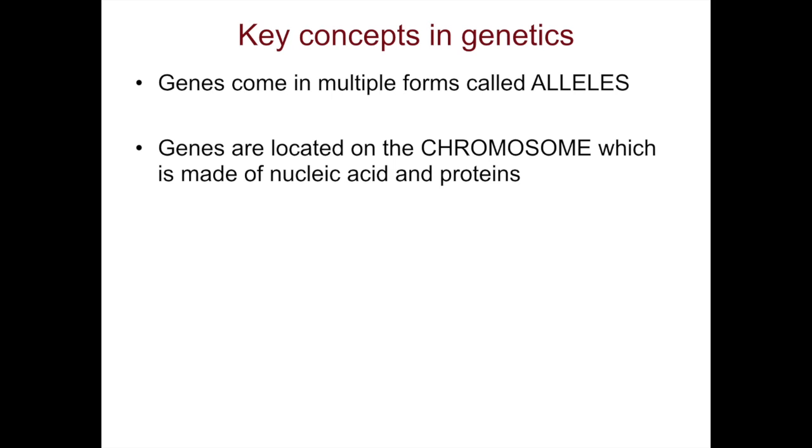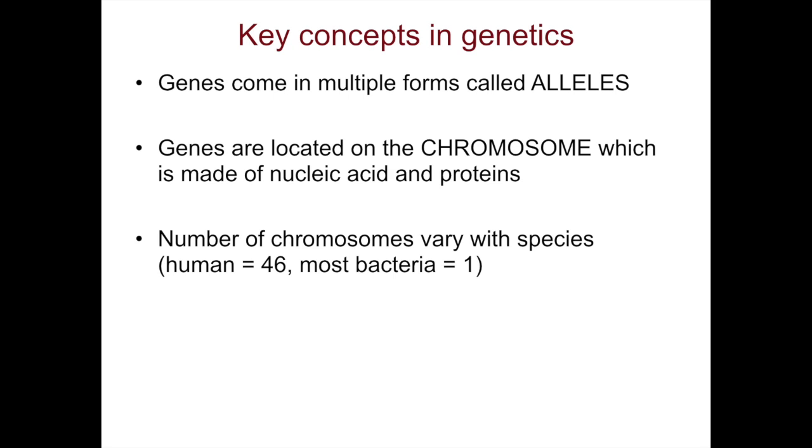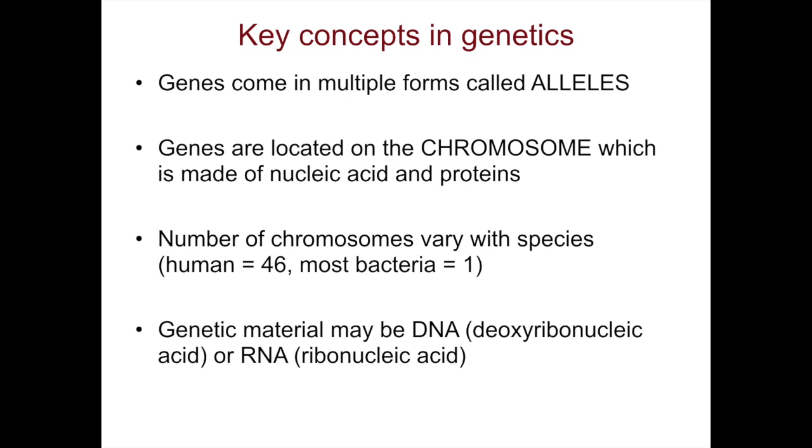Genes are located on the chromosome, which is composed of nucleic acids and proteins. The number of chromosomes can vary with species. Humans, for example, have 46 chromosomes, and very simple prokaryotes like bacteria only have 1. The genetic material that genes are made of may be DNA or RNA, but for the most part, DNA is the main source of genetic information in most organisms.